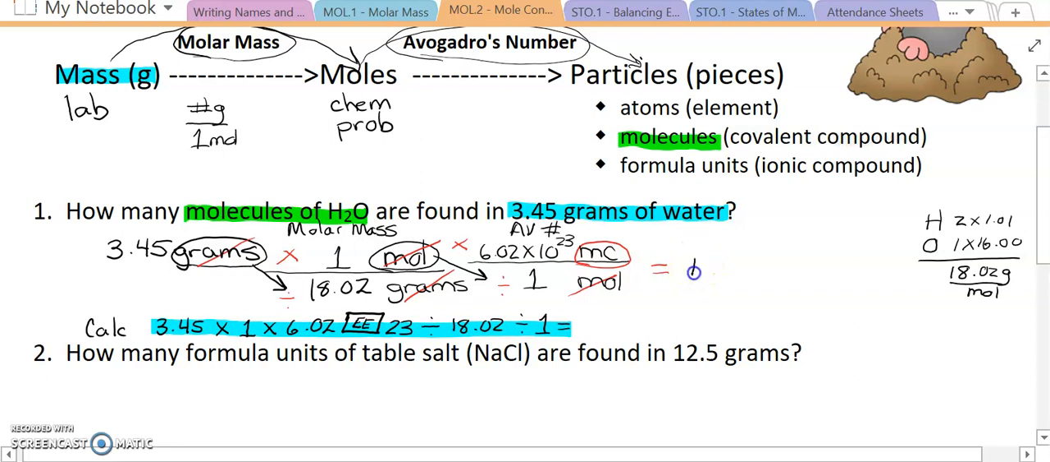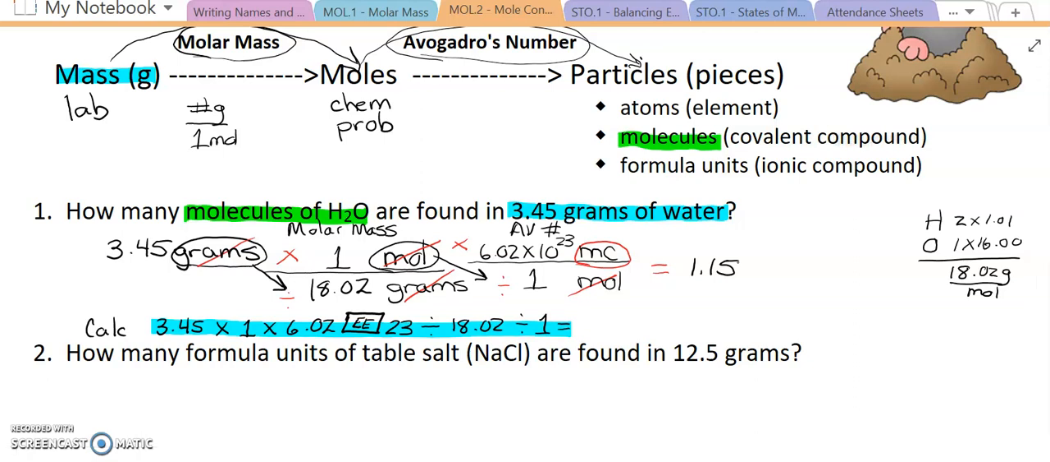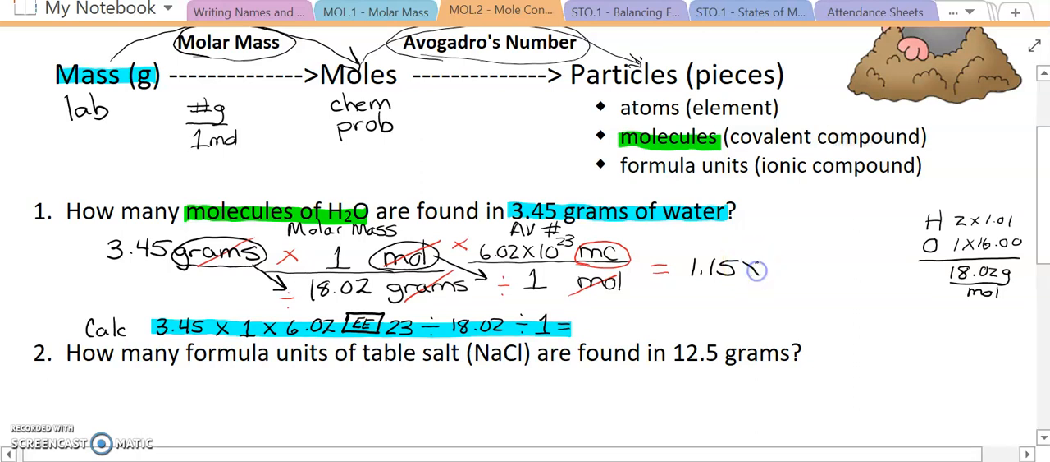I'm just going to keep 2 decimal places, so I'm going to say 1.15. But don't forget, you multiplied by 602 billion trillion. It's not going to be 1.15. Look at the very end of your calculator screen, and you should see a times 10 to the 23. On some calculators, it'll say E23, but it means the exact same thing. And this is going to be molecules.